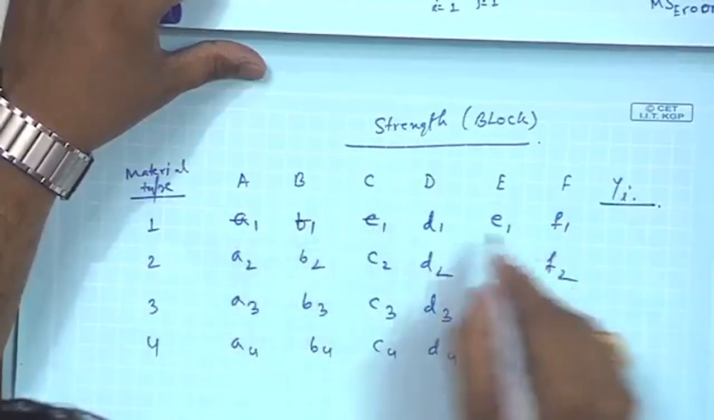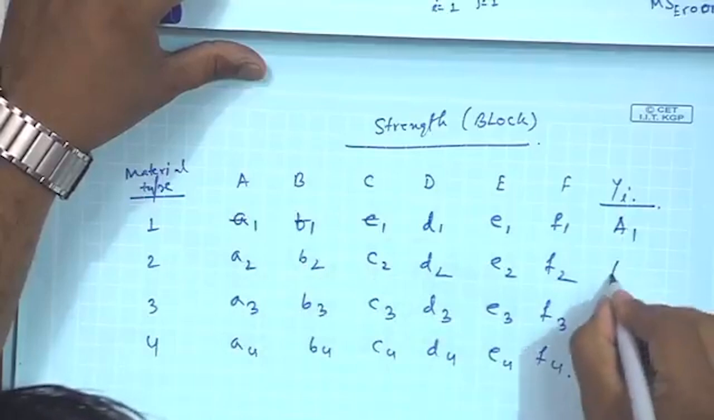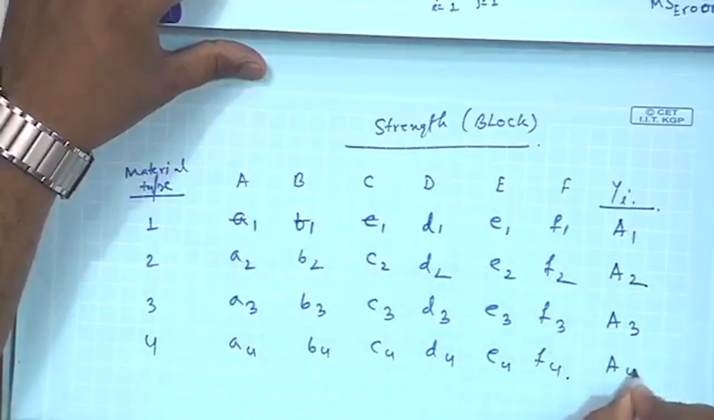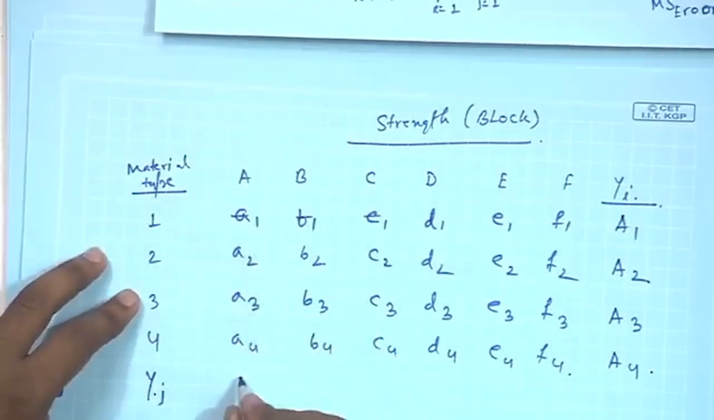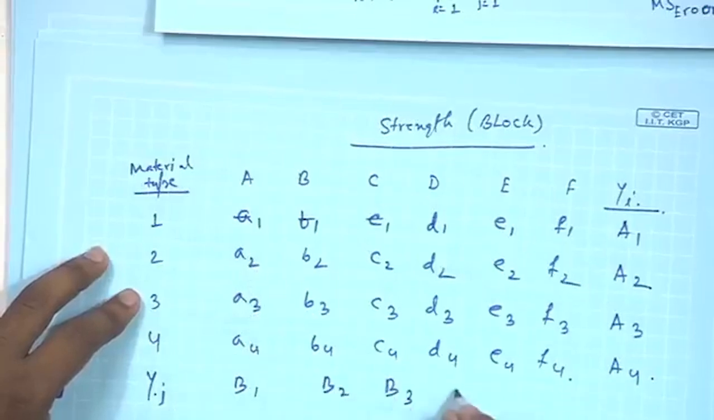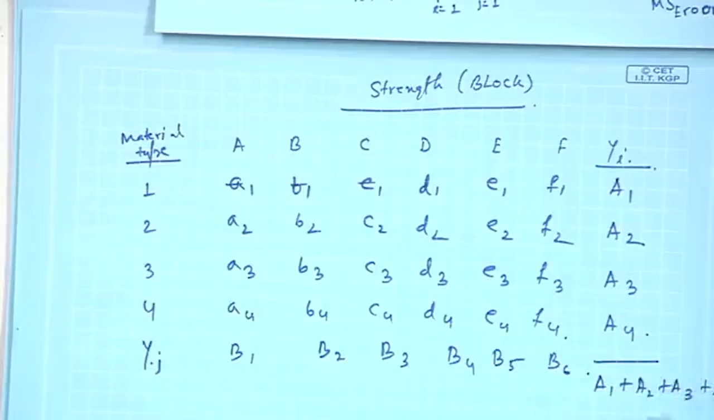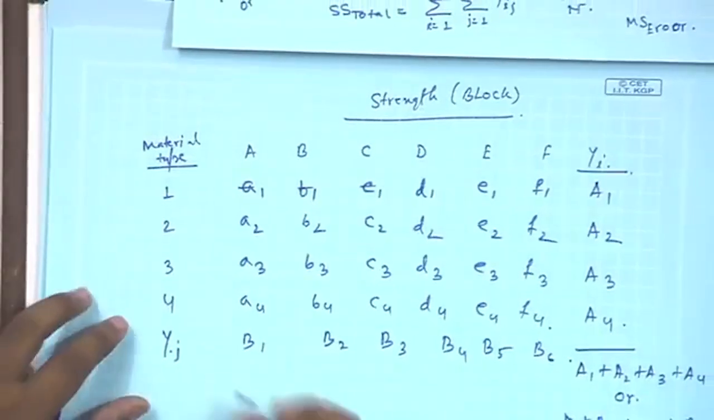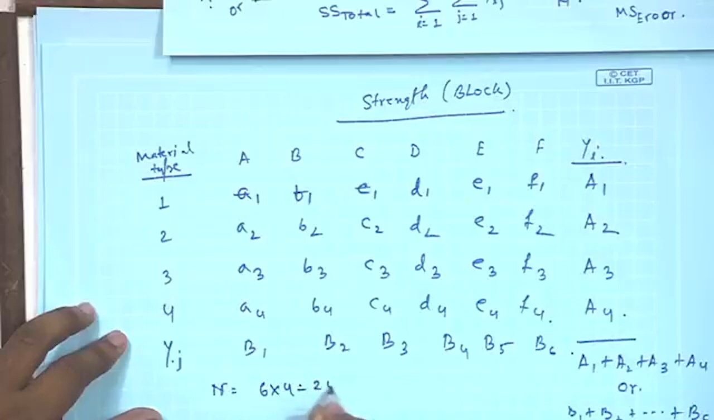That A1 plus B1 plus C1 plus D1, then we will get big A1. If we sum all the A2 plus B2, then this is A2. Similarly, A3 and A4. And if we sum, this is Y dot j. If we sum all the A1 plus A2 plus A3 plus A4, we will get B1. This is B2, B3, B4, B5, B6. Then we will calculate the total sum, that is either A1 plus A2 plus A3 plus A4, or B1 plus B2 plus dot dot dot plus B6. And here n is the total number of observations, that is 4 treatments and 6 blocks. So, 6 into 4, that is 24.